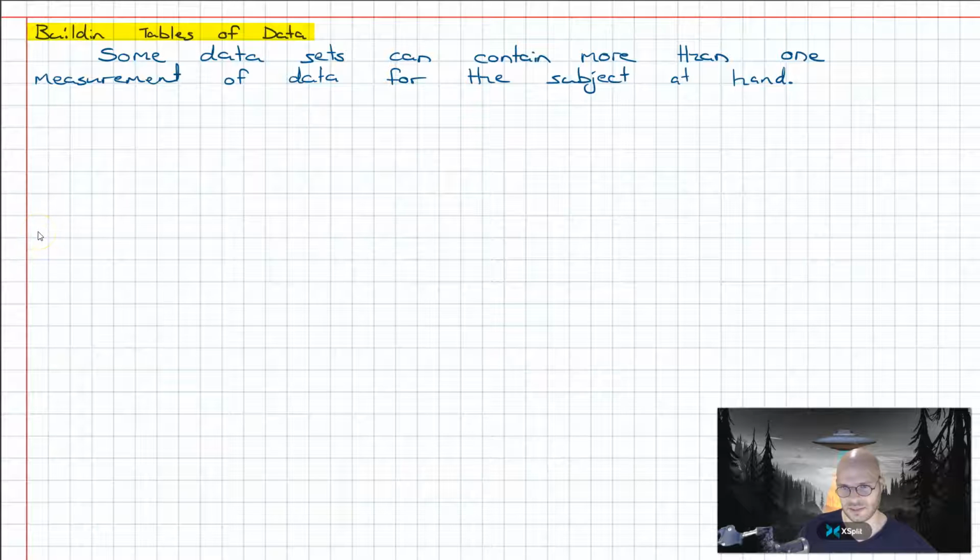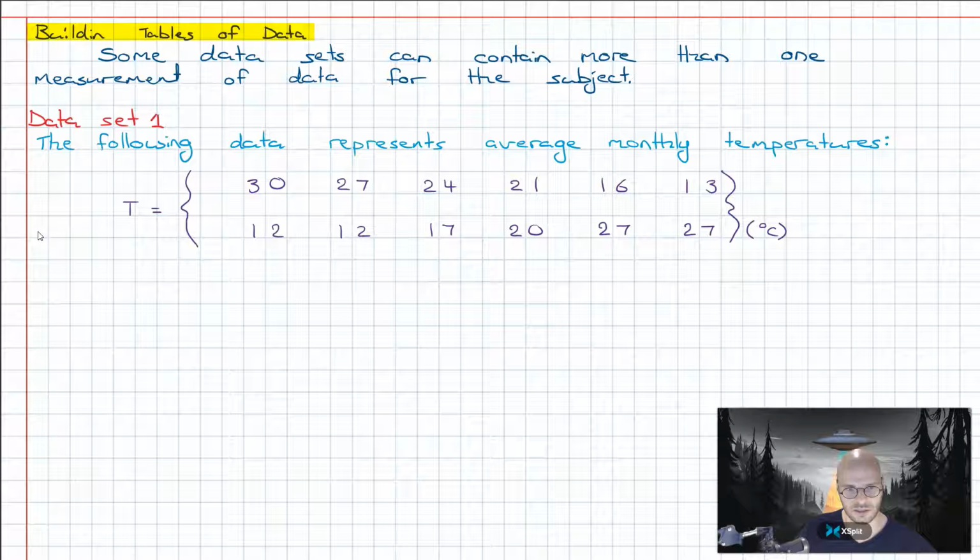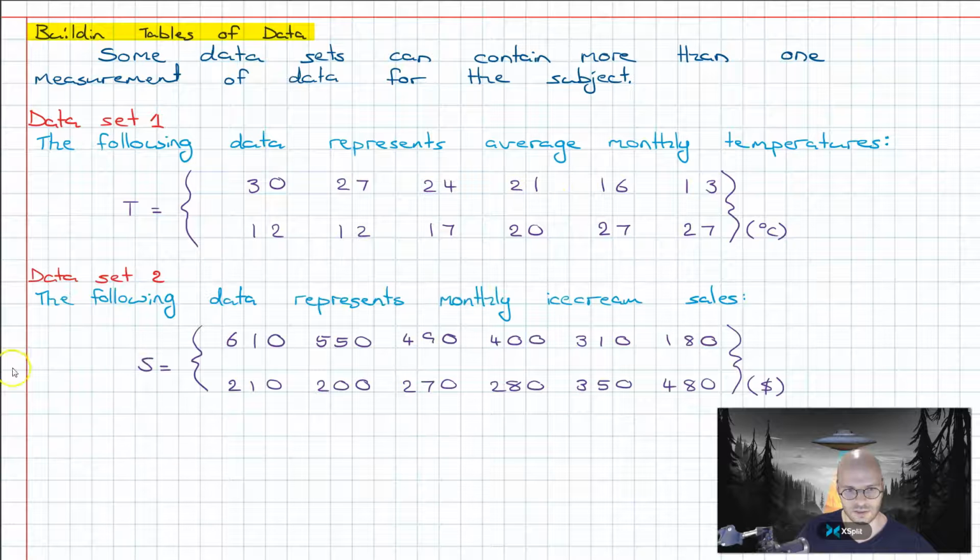Some datasets can contain more than one measurement of data for the subject at hand. Consider dataset 1 here. Dataset 1 represents the average monthly temperatures. We had 30 degrees, 27 degrees, 24 degrees, and 21 degrees. Consider dataset 2. Dataset 2 represents the monthly ice cream sales. $610, $550, $490, $400, and so on.